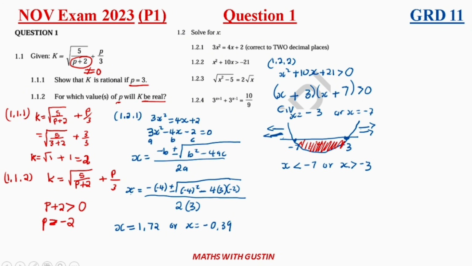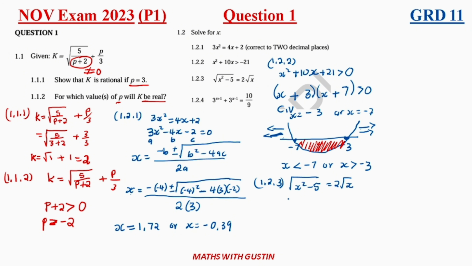Okay, and that's how you would deal with an inequality like this one, guys. Moving right along to question 1.2.3, which is given by solving for x with square roots.